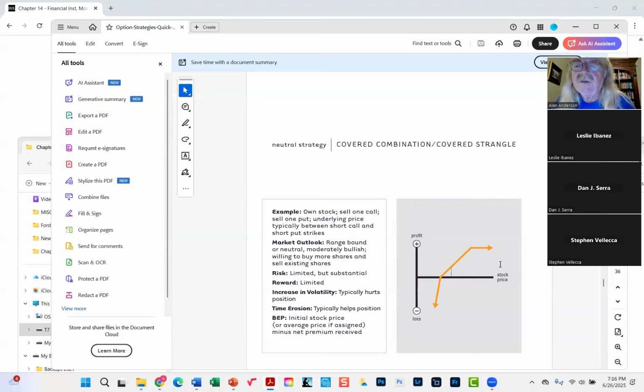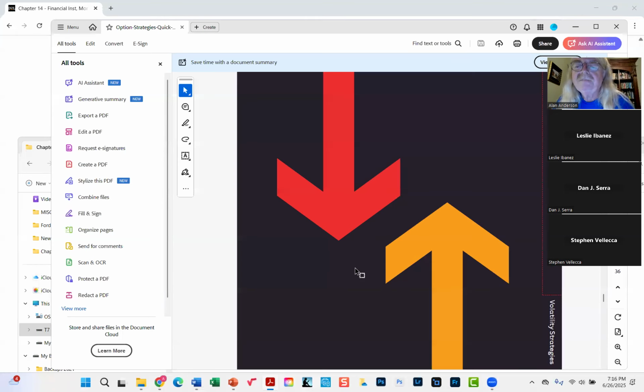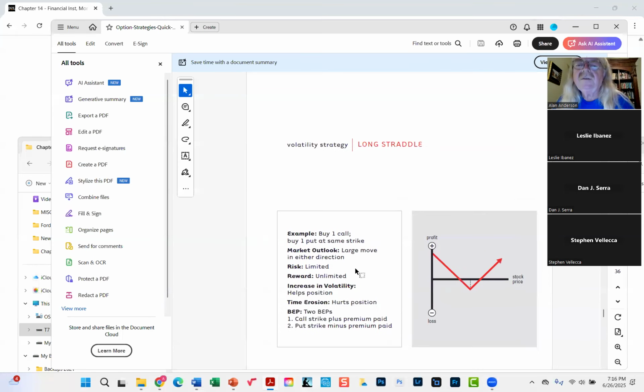Now here's a wacky one. Covered strangle. You own the stock, you sell a call, you sell a put. Wow. So there's a cap. See, here's the unfortunate thing. There's a cap to your potential profits, but no limit on your potential losses. Wow. There's our friend, the butterfly spread. And oh, no, there's a few more.